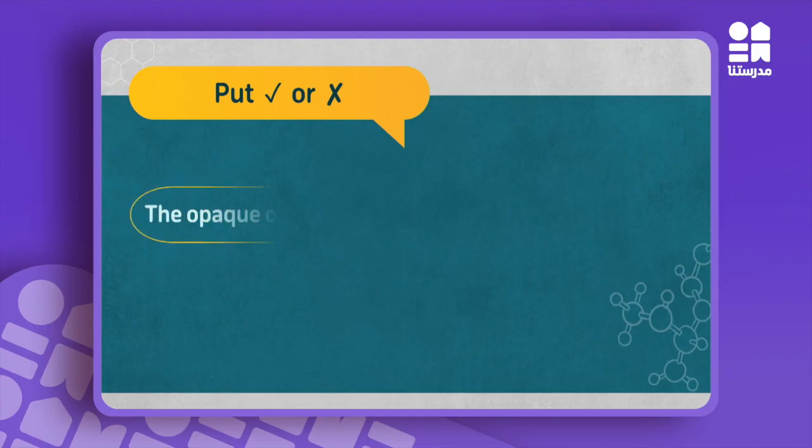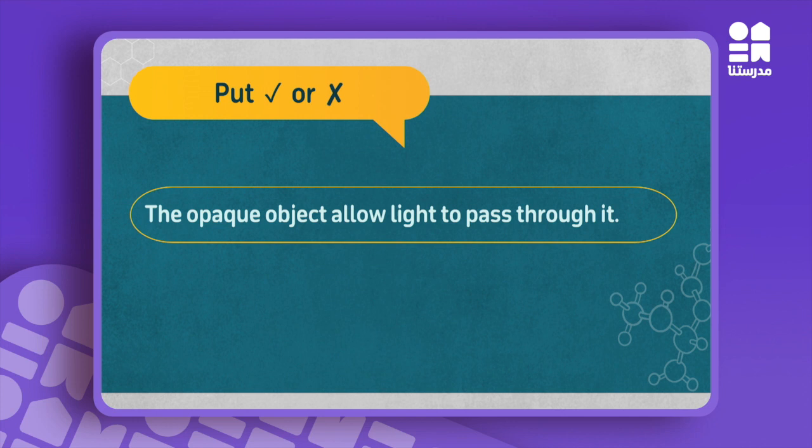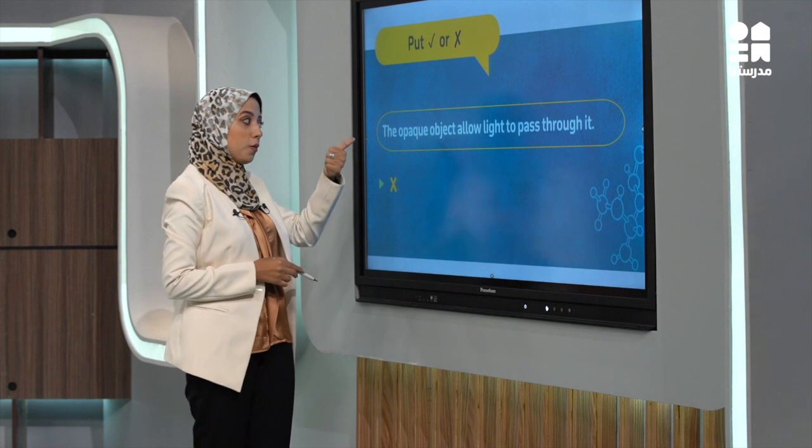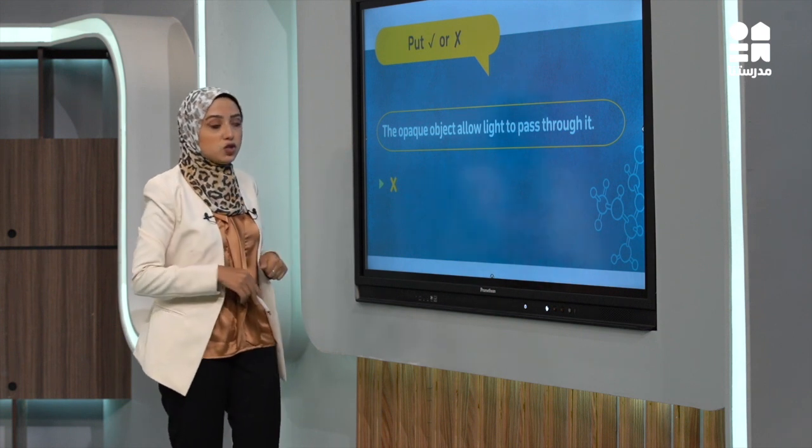Okay, question number 2. The opaque object allow light to pass through it. Opaque object allow light? No. The transparent object, which is allow the light, but the opaque object don't allow light to pass through it.